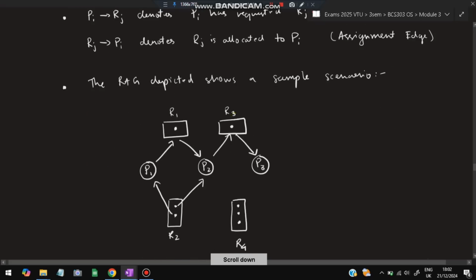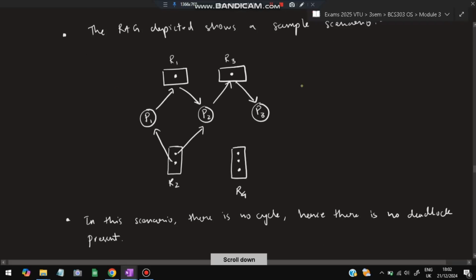Now the resource allocation graph is depicted for a sample scenario. Here there are resources R1, R2, R3 and R4, four resources, and processes P1, P2 and P3. These arrows indicate that R2 is allocated to P1. So P1 has R2 and P1 is requesting R1. P2 has R1 and P2 also has R2, and P2 is requesting R3. P3 has R3 and P3 is not requesting anything. This is how you understand this graph.